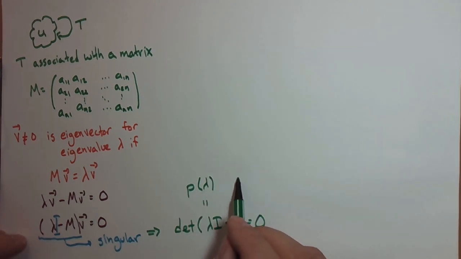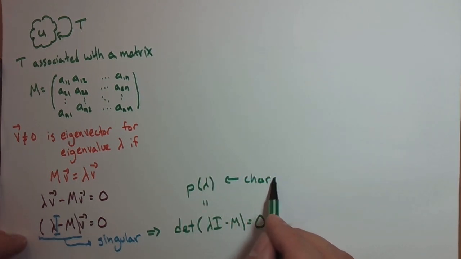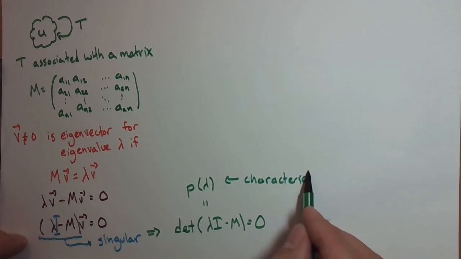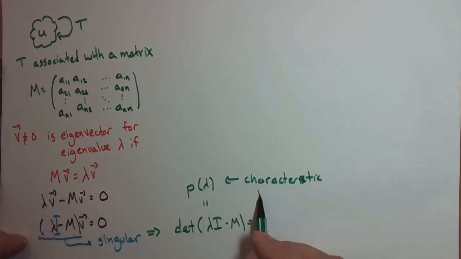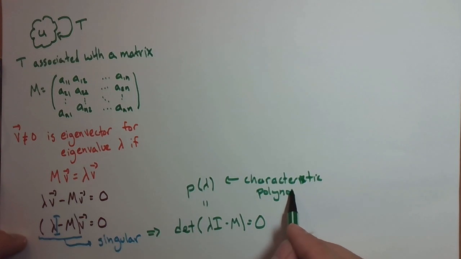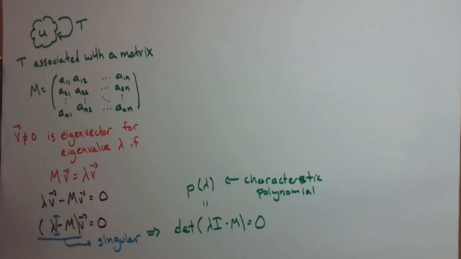And this is the characteristic polynomial. And, well, when it comes to finding eigenvalues, what you can do is you find the roots. And once you find the roots, that's your eigenvalues.